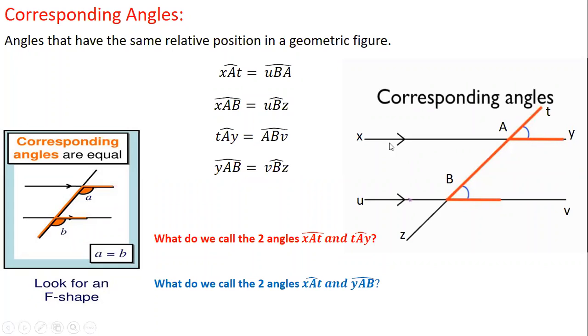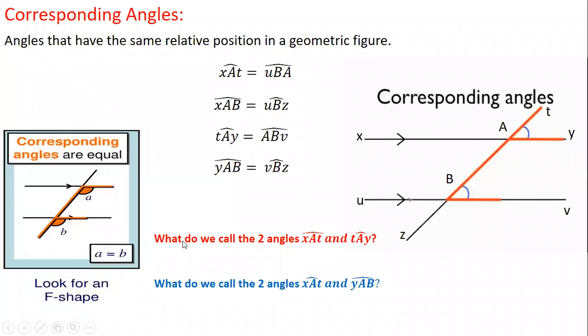XAT. Wait, who said XAT? XAT, this angle which is exterior, who is corresponding with it? UB. Bravo. These two pair are corresponding angles. Any two corresponding angles also are equal to each other.